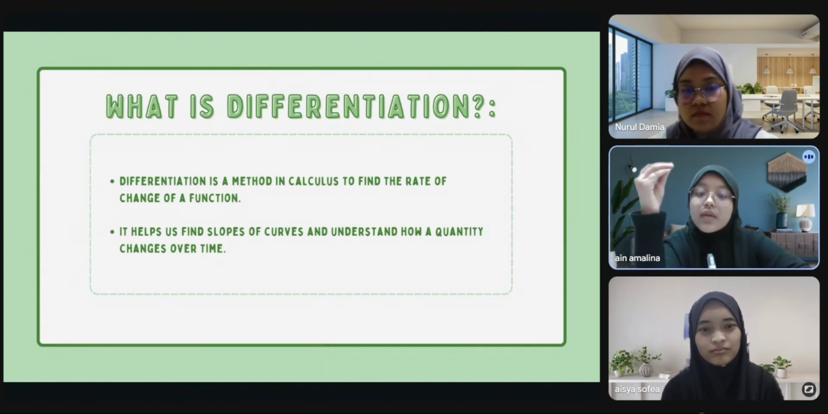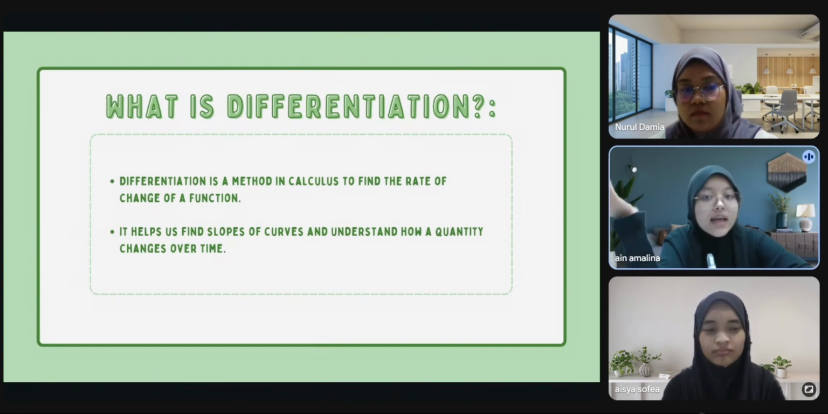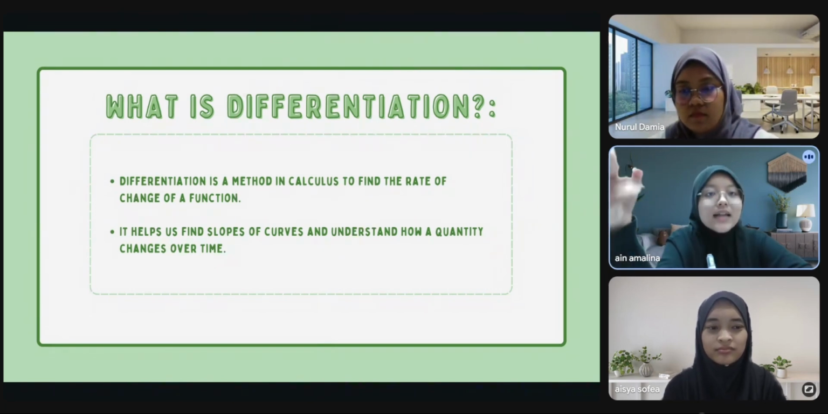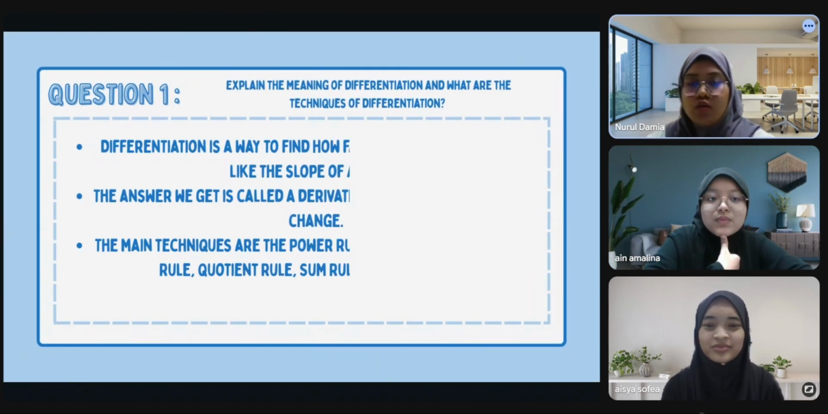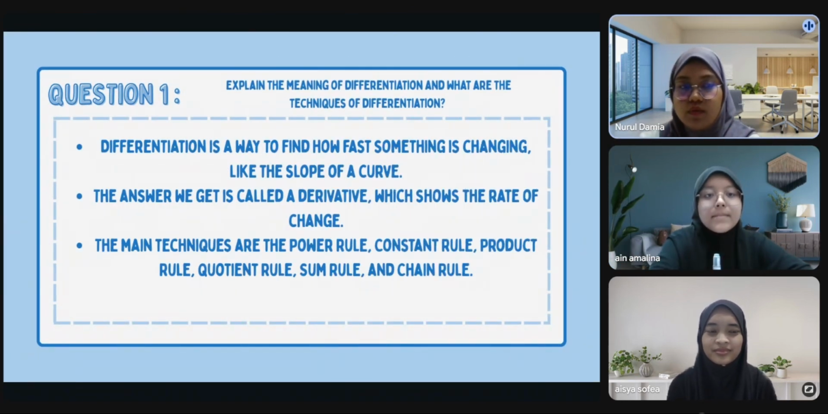If you have a graph that's all curvy and wavy, differentiation helps you see where it's going up, where it's going down, or where it's flat. And when you see something like dy over dx, that's actually a differentiation. So basically, it's a tool that lets us read how things are changing, and that's what makes calculus so cool. Right.